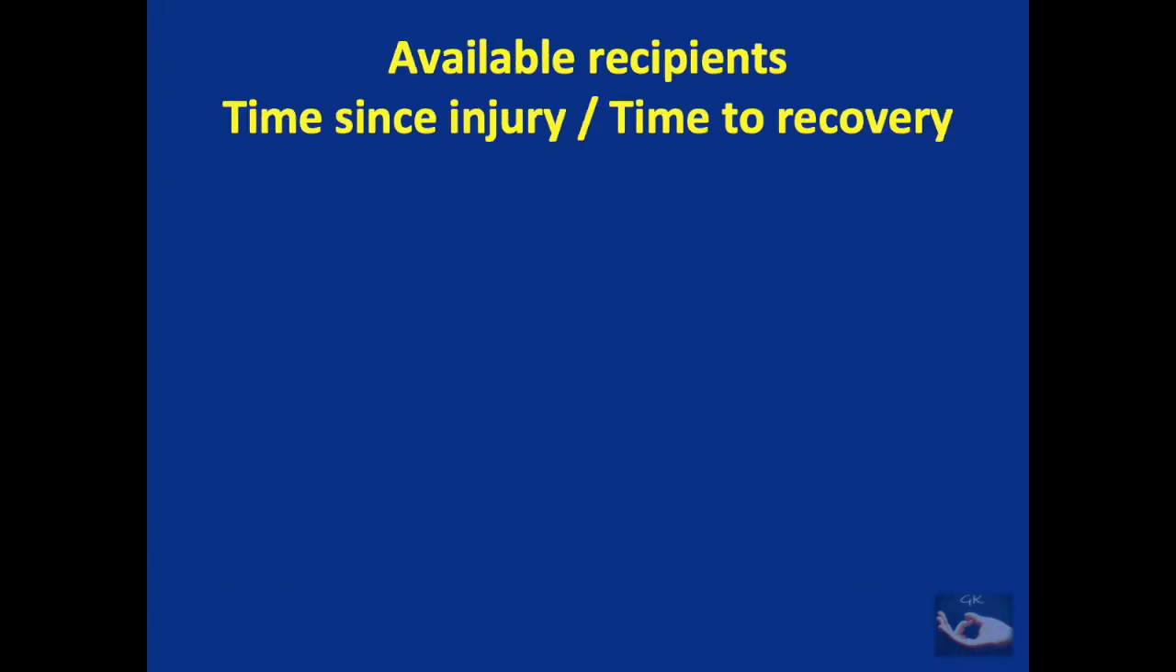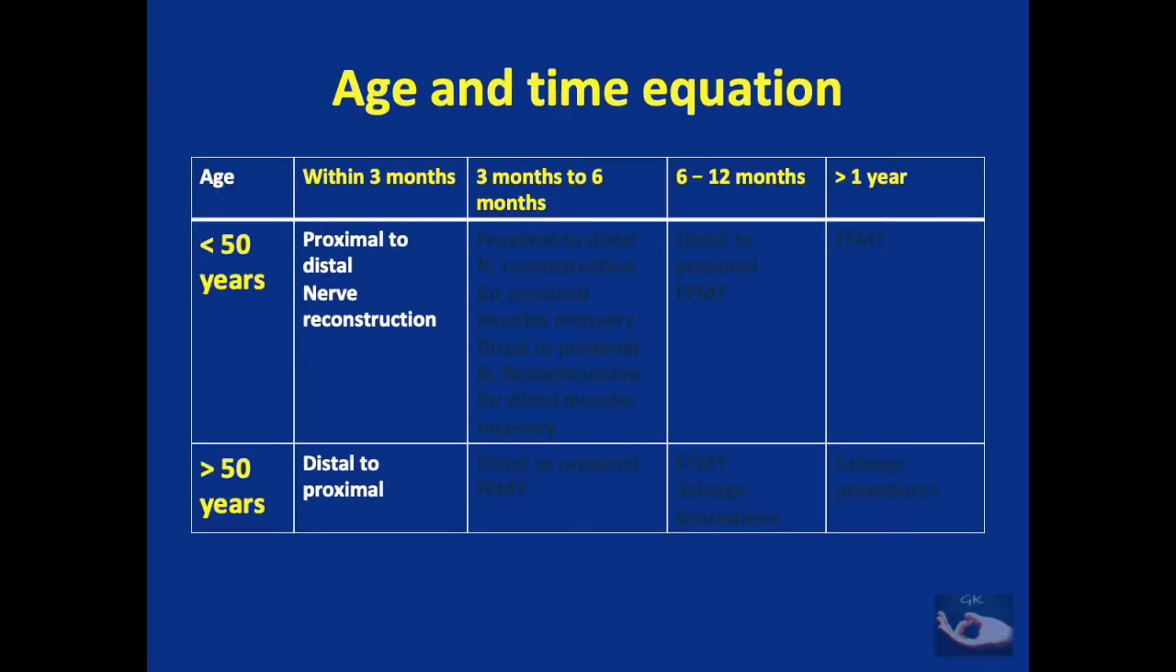So we need to choose the recipient according to what we want to achieve. We also need to consider the time since injury and the time needed towards recovery. For instance, if a patient presents within 3 months of the brachial plexus injury, if he is less than 50 years, you can plan a proximal to distal reconstruction of the nerves. If he is more than 50 years, it is better to do a distal to proximal reconstruction.